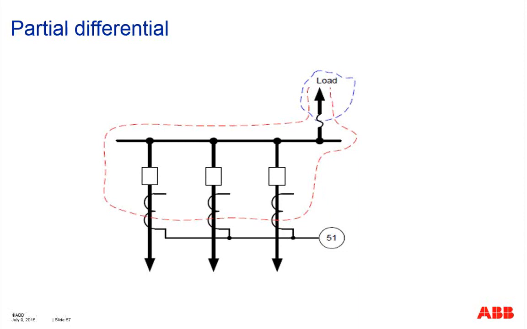It's called partial differential. However, partial differential means coordination is still required. You need to coordinate the operating curve with this relay to make sure the fault downstream on the load feeder operates first. So you have to give this fuse the opportunity to clear out the fault.